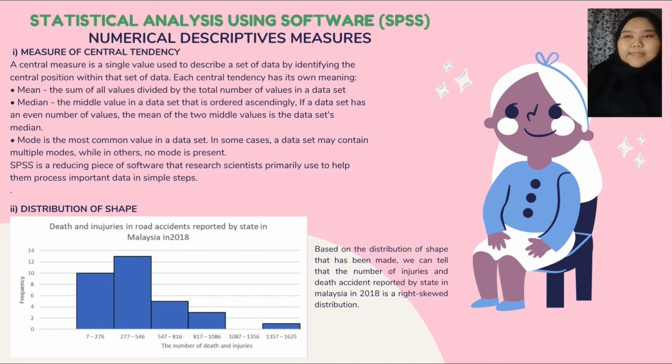Next, SPSS. SPSS is a piece of software that research scientists primarily use to help them process important data in simple steps. Based on the distribution shape that has been made, we can tell that the number of injuries and deaths in accidents reported by state in Malaysia in 2018 is a right-skewed distribution.